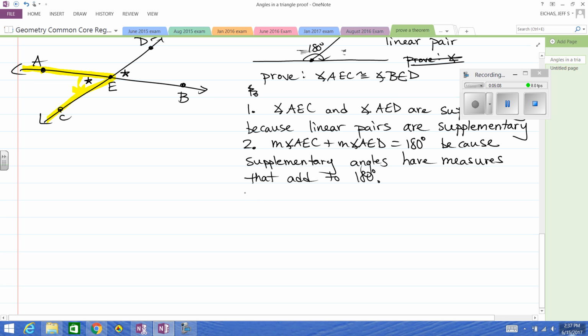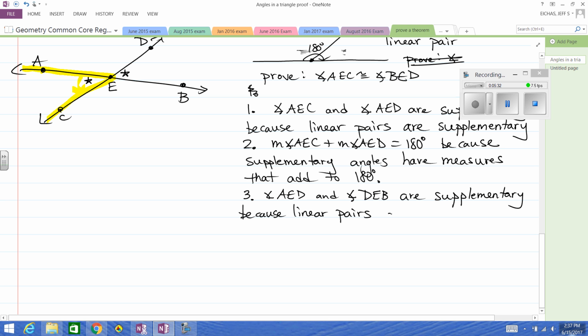Now I'm going to say kind of the same thing. Angle AED and angle DEB are also supplementary. Again, we're repeating this process. I probably could have lumped those together, but I didn't see that at the time, so you just go with it. If I would have planned it out better, I probably could have lumped those two steps, 1 and 3, together. Same thing with this, I could have put together steps 2 and 4.